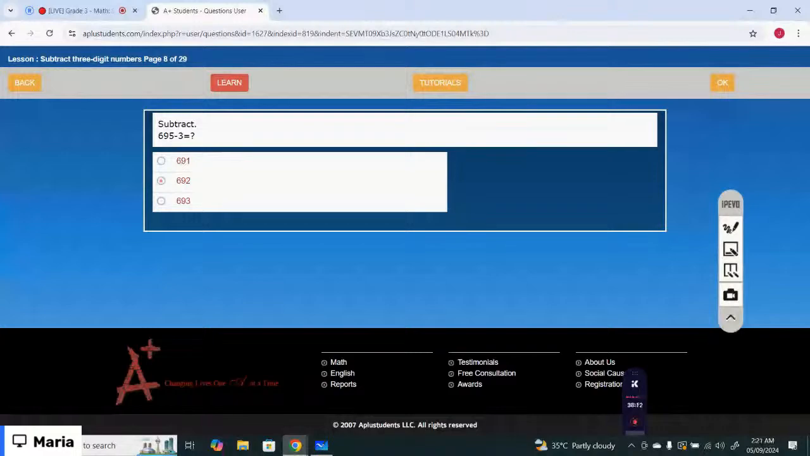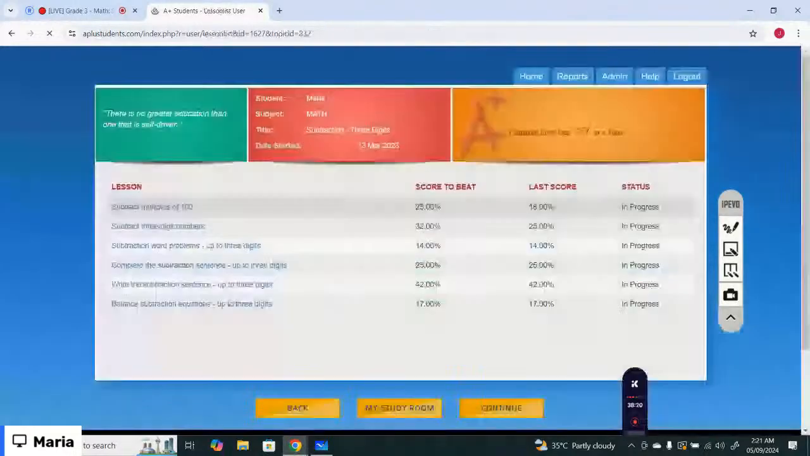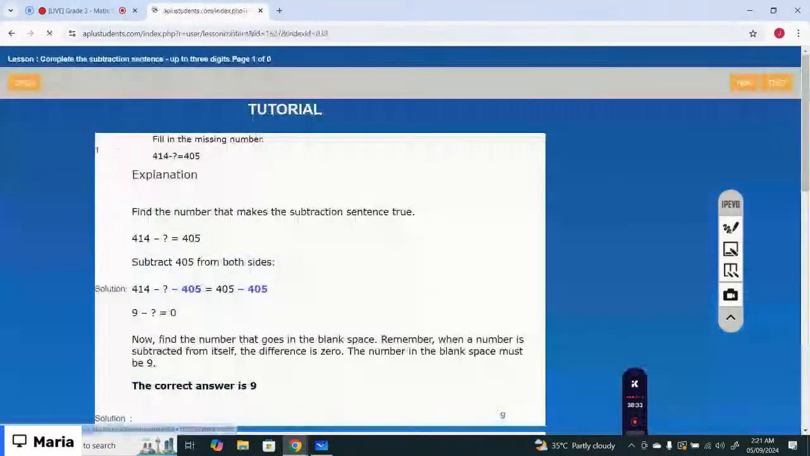Okay, you can complete the lesson by yourself later today. Let me just move on to the next lesson. And the next lesson is subtract word problems. You can do the word problems on your own. The next one is complete the subtraction sentences up to 3 digits. So let's just start with the lesson.